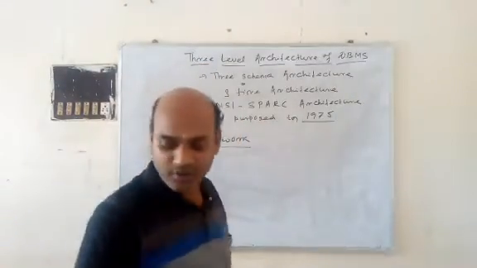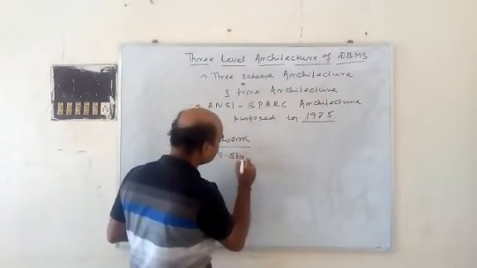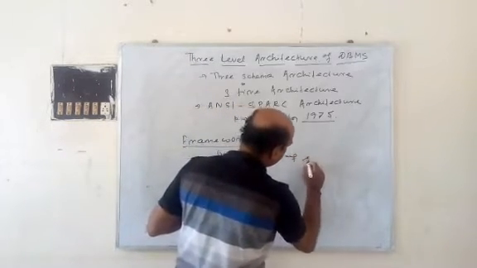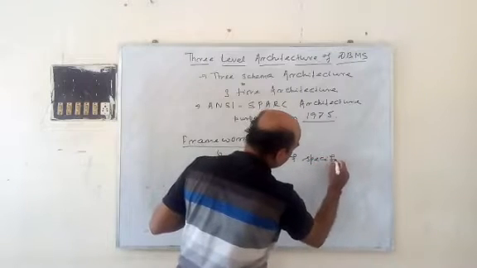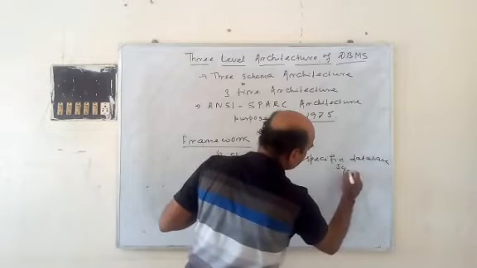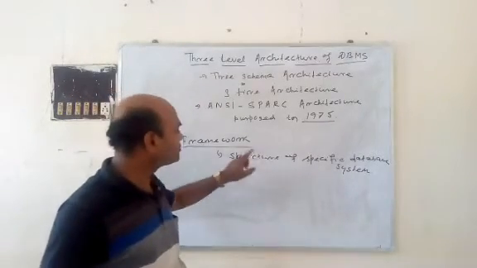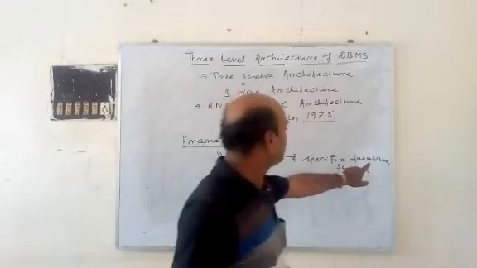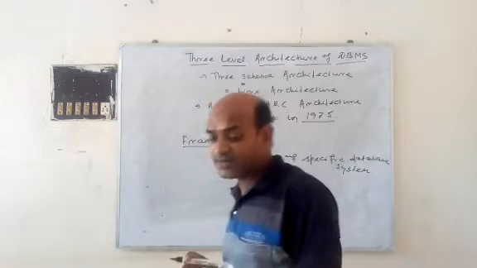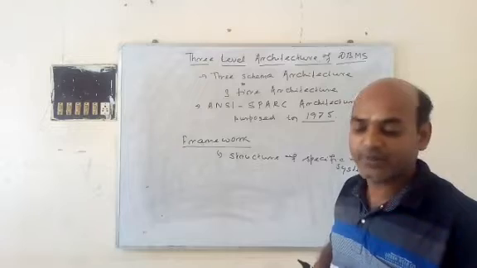So this framework gives the structure of a specific database system. It explains the structure of a specific database system. Now, this three-schema architecture is also used to separate the user application and the physical database.